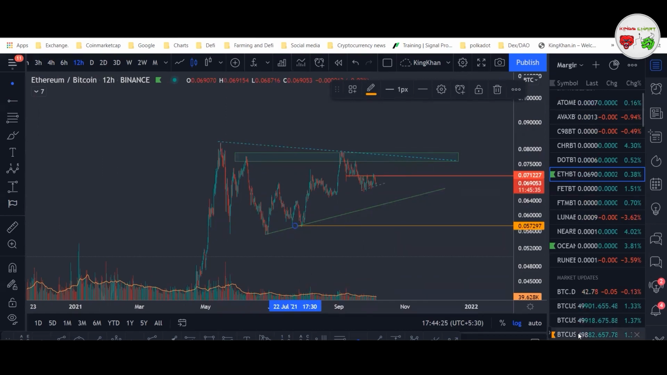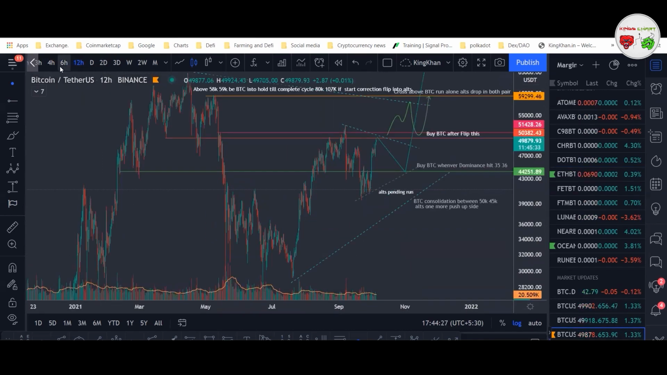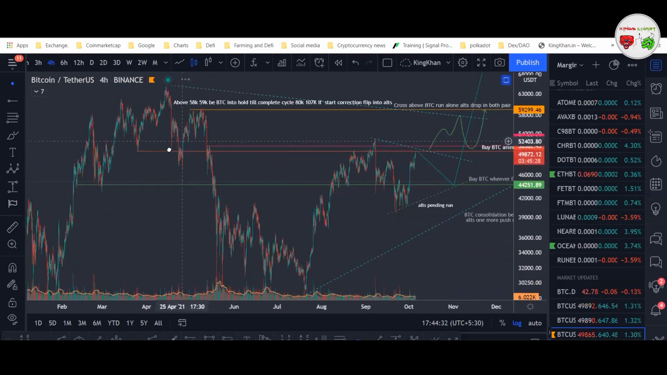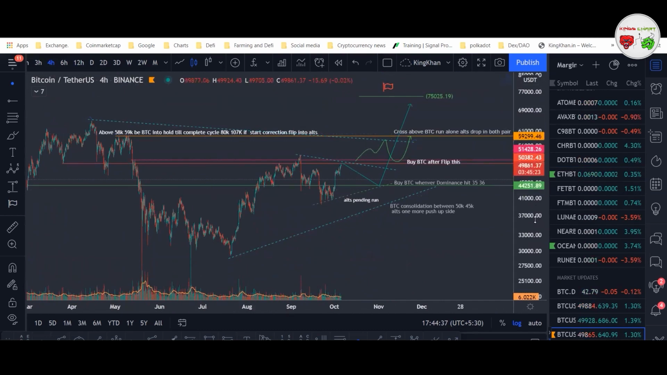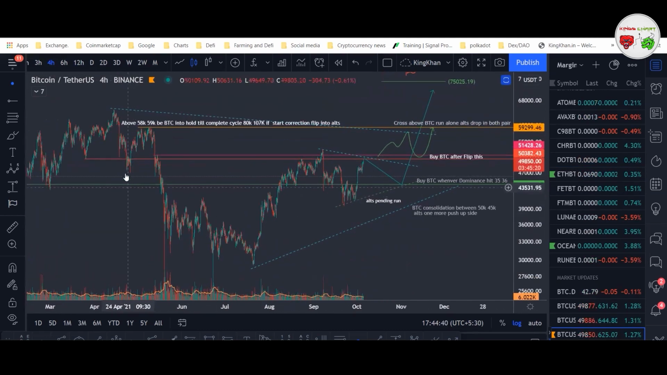Okay, let's talk about Bitcoin now. Here I will post this chart on the Telegram channel and Twitter, so you can read it as well. Now you can see we are currently forming the big triangle here and the normal triangle here. If we form a triangle between 53, 51 and 45k, then as explained on BTC dominance, dominance can hit 35. So we can see consolidation between 45 and 51. Then the pending altcoin can run here.